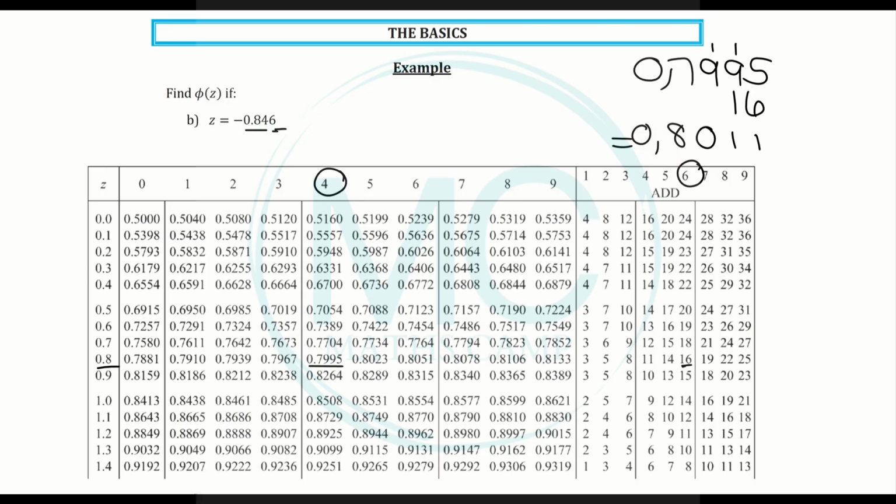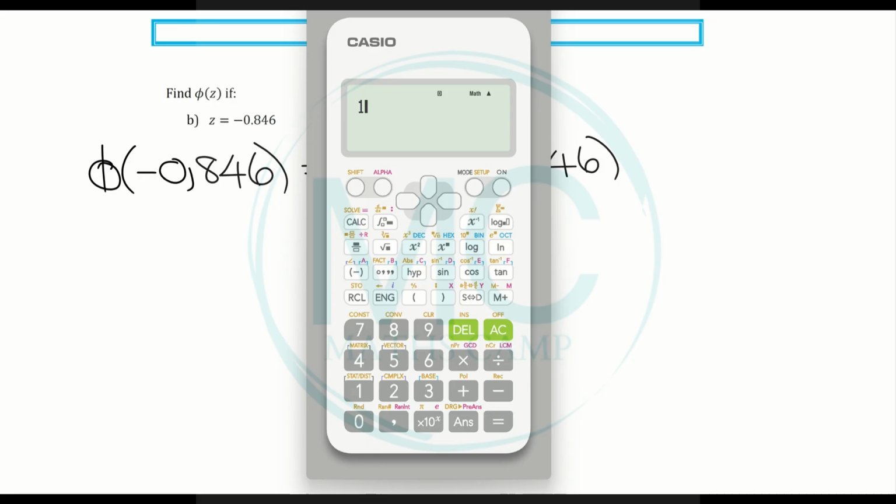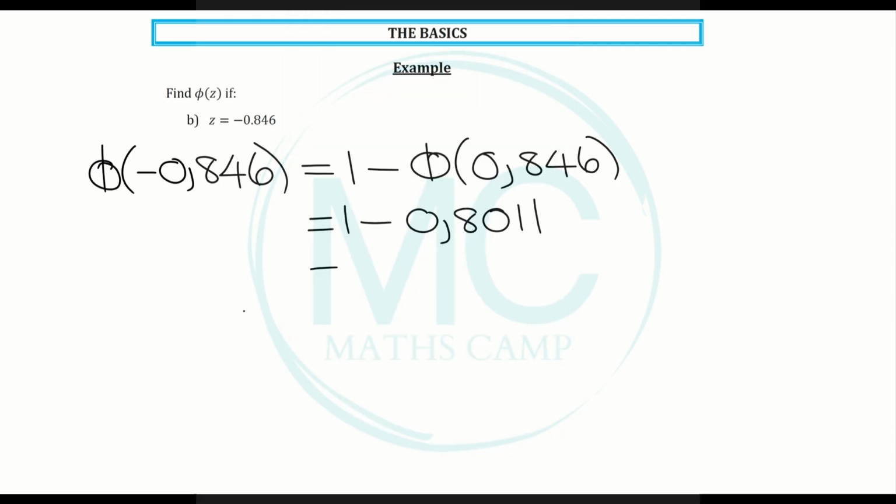0,8011. Let's go back here. Now I can say this is equal to 1 minus 0,8011. Take my calculator. 1 minus 0,8011 is equal to 0,1989. Round off to 3 significant figures, and I get an answer of 0,199.